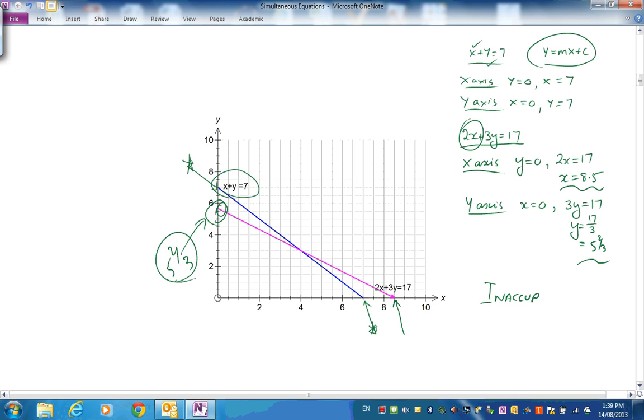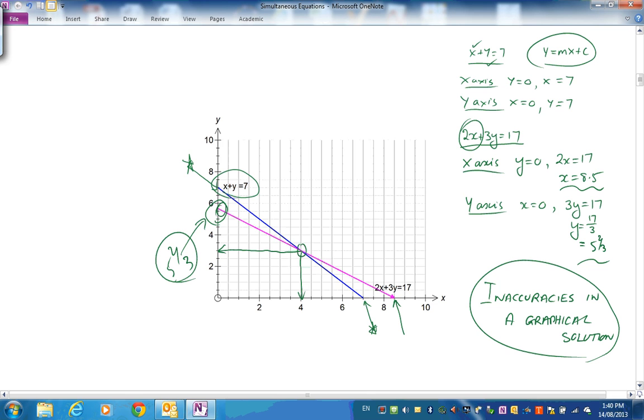Inaccuracies occur if you do this by hand. Inaccuracies in a graphical solution. Not so if you do it on the calculator, but if you do it by hand, we have inaccuracies. Very hard to actually plot the points accurately. However, I drew this using a software package, so I have got the exact answer. x is 4 and y is 3. But in practice, that would be very hard to do for those fractional values.